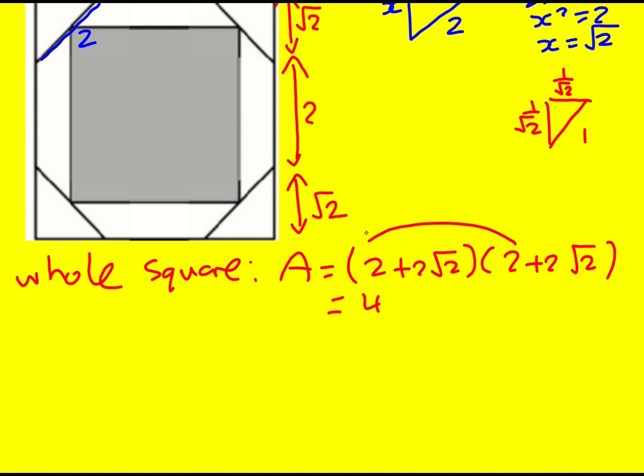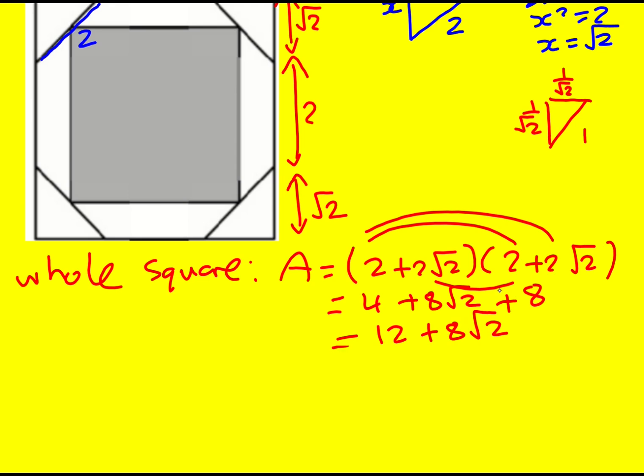So I'm going to get 4 plus 4 root 2 plus 4 root 2, so 8 root 2, plus 2 root 2 times 2 root 2, which is 8. Because I do 2 times 2 to give me 4, I do root 2 times root 2 to give me 2, and then 4 times 2 is 8. So overall, 12 plus 8 root 2.